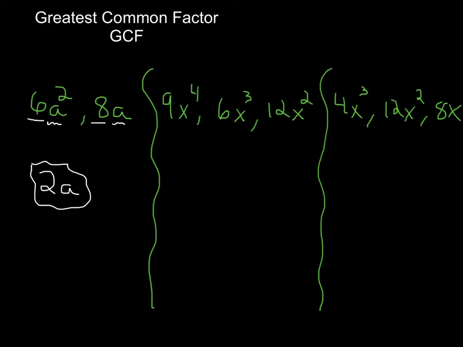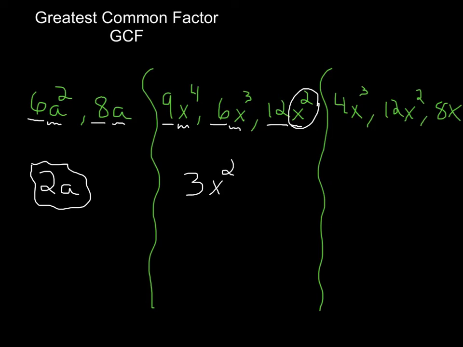And now, let's see, we have 9, 6, and 12. What number can be multiplied into all three of them? The greatest number that can. It is 3. And then to find the GCF of your variables, since they all have x, you just take the one with the smallest exponent, and that is your GCF, so 3x squared.